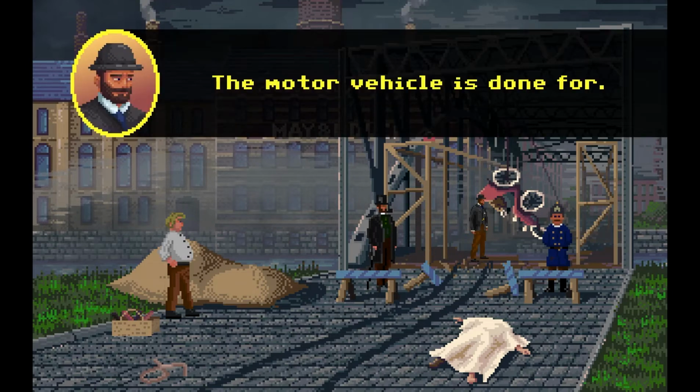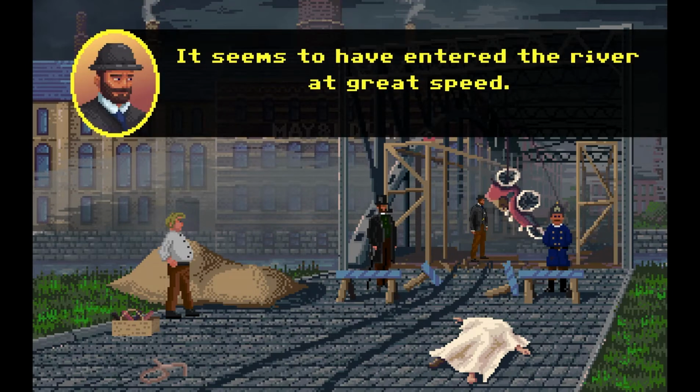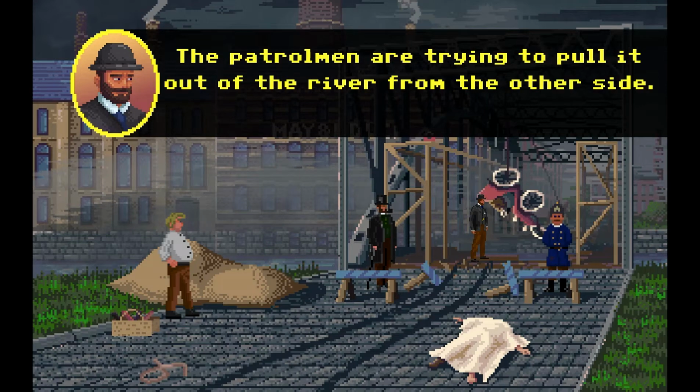The motor vehicle is done for. Seems to have entered the river at great speed. The patrolmen are trained to pull it out of the river from the other side.